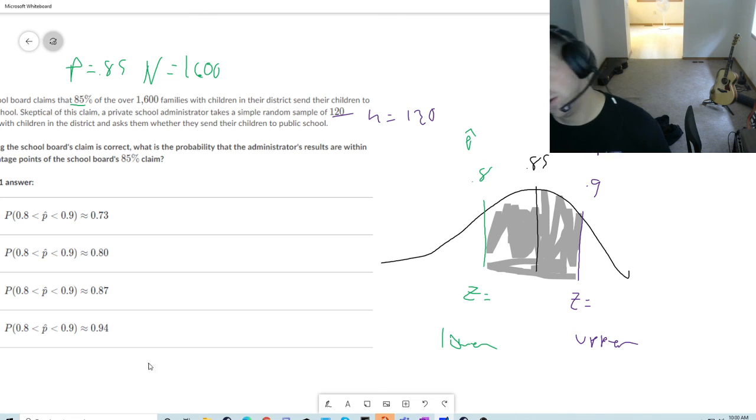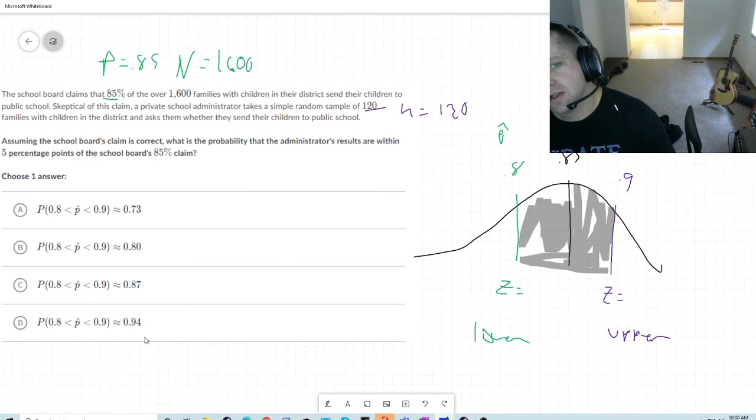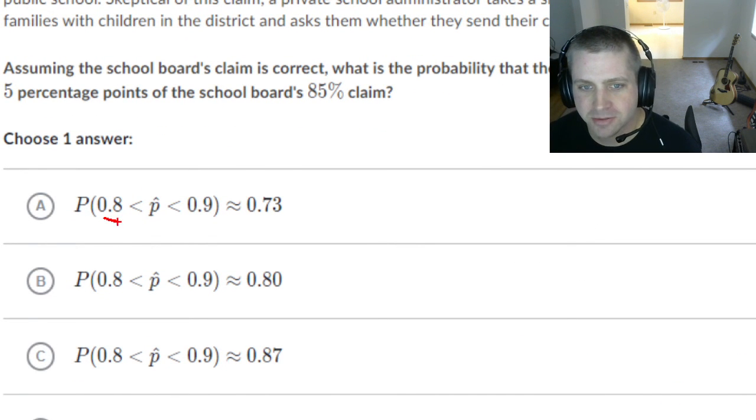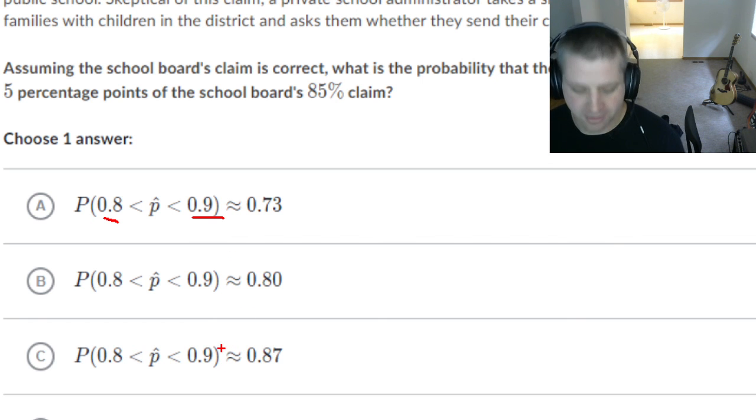And it kind of is giving you a clue about the p-hats just in the problem. I mean, look at that. It's like, oh look, what's the chance that p-hat's between 0.8 and 0.9? So you kind of know you're finding one for both.